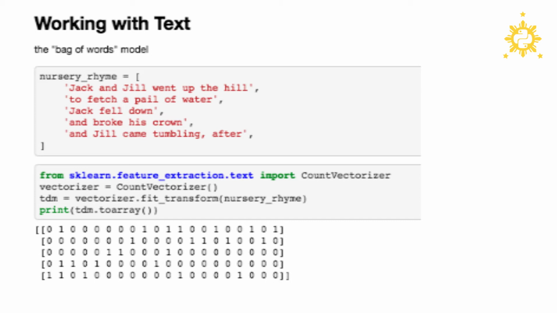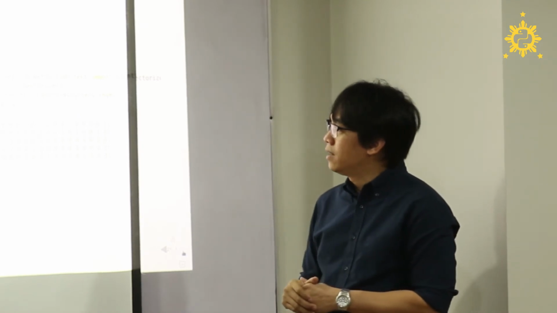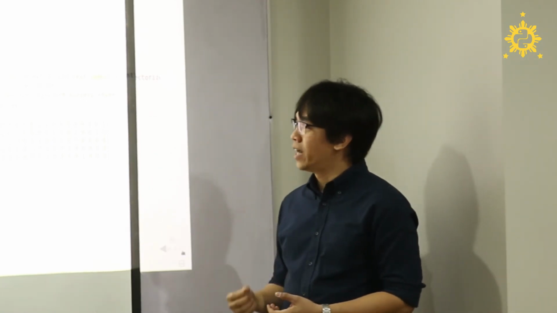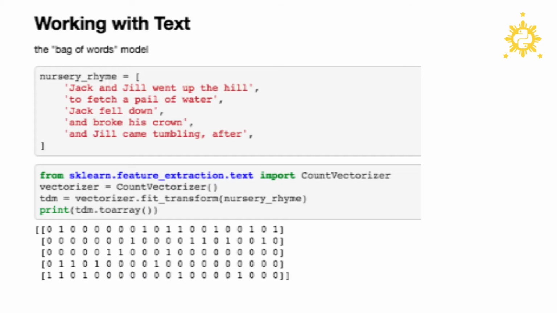So here, I'm taking a simple nursery rhyme. You know what happened to Jack and Jill? I've split it up into phrases. So this is a Python list. Each phrase is an element in the list. And then I use a count vectorizer from scikit-learn. You don't have to use a count vectorizer. You can just tokenize them individually and count them. But I wanted to show you this. And it'll create a mapping of words to columns.